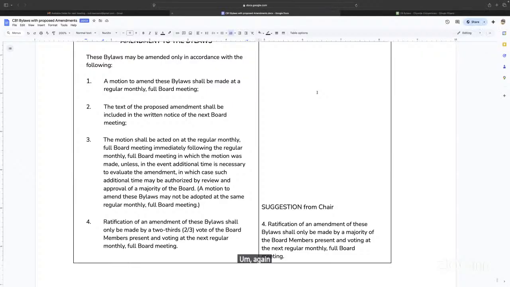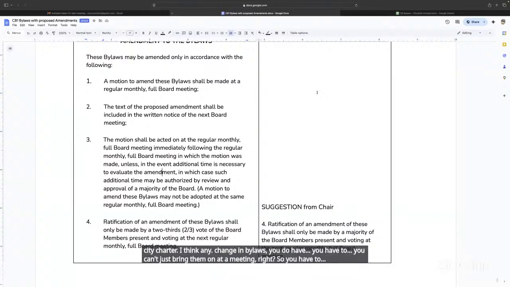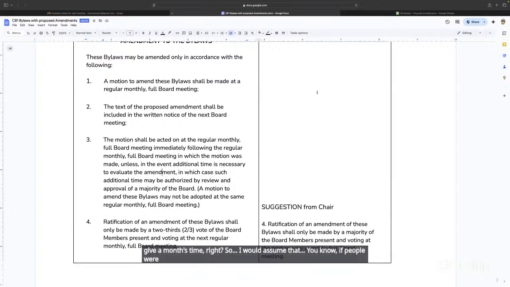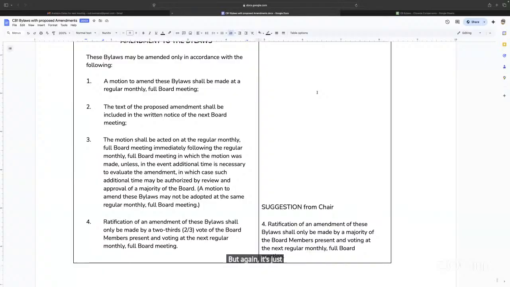Again, it was just making it consistent with the city charter. I think any change in bylaws, you can't just spring them on at a meeting, right? So you have to work on them, present them, and then give a month's time, right? So I would assume that, if people were particularly interested, they would show up at the meeting, but it would still mean there has to be at least, well, depending on how many people are on the board at any given time, but still 26 people present. But again, it's just more about consistency with what the city charter says in terms of our decision making and how it should be.